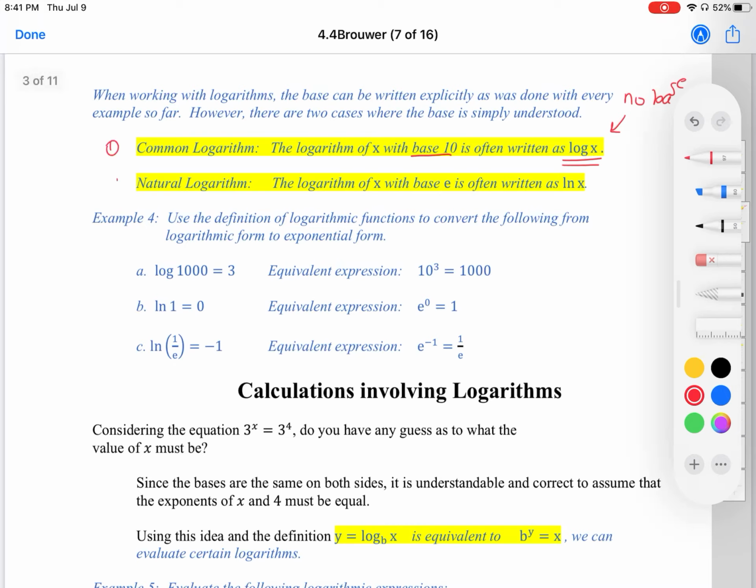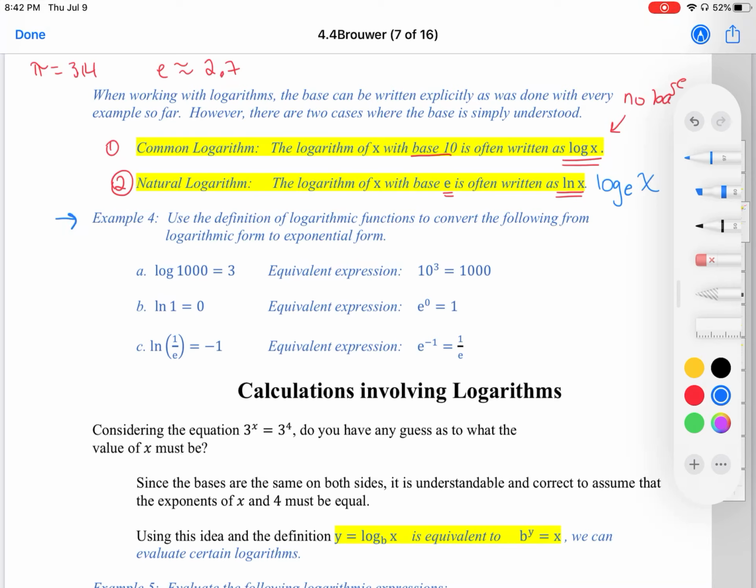Secondly, we also have the natural log. Natural logarithm is a logarithm of x with a base of e. Remember e from our last section? Recall how pi is about 3.14? Now e is a button in your calculator, just like pi, it's about 2.7. So with the base of e, we write ln of x. That's the same thing as saying log base e of x.